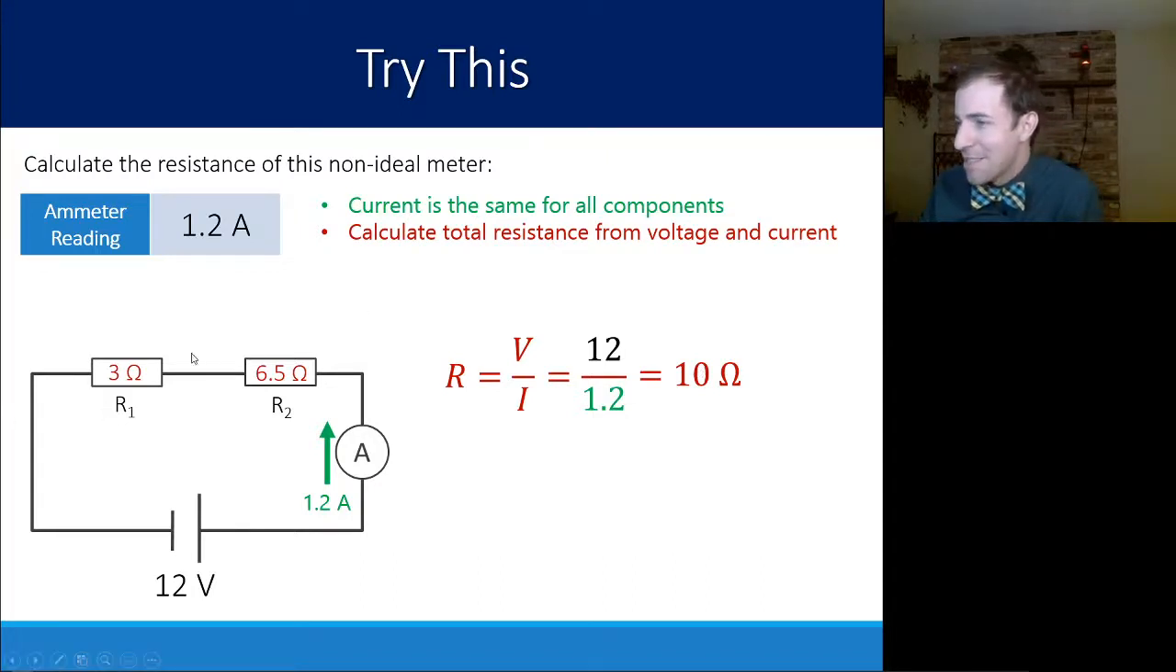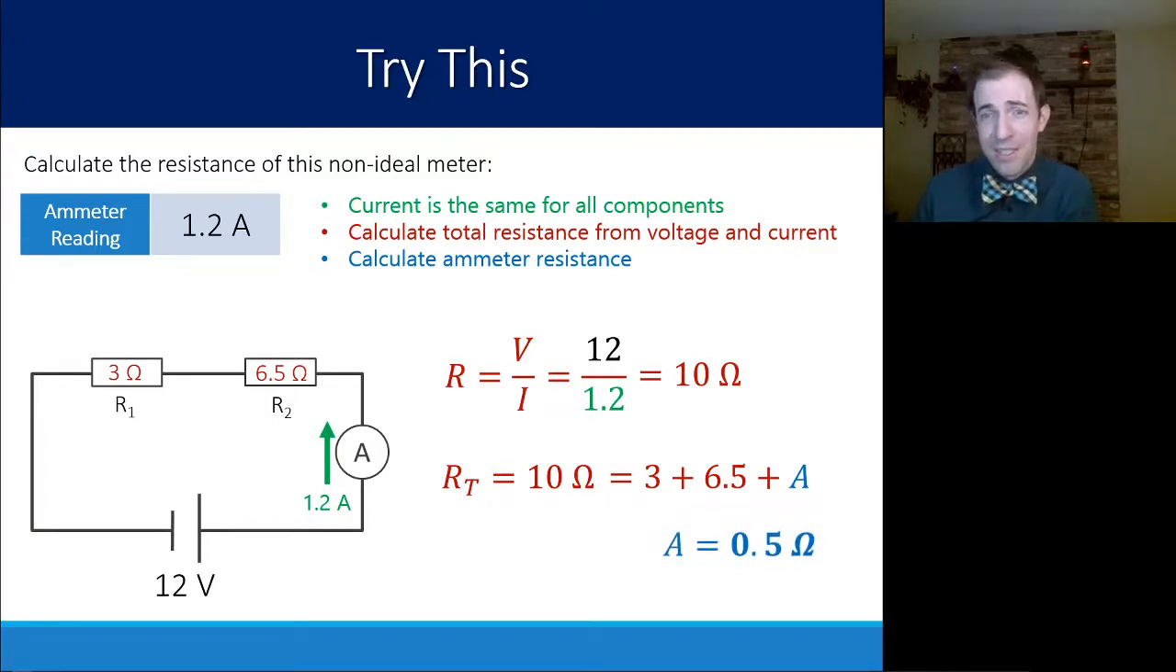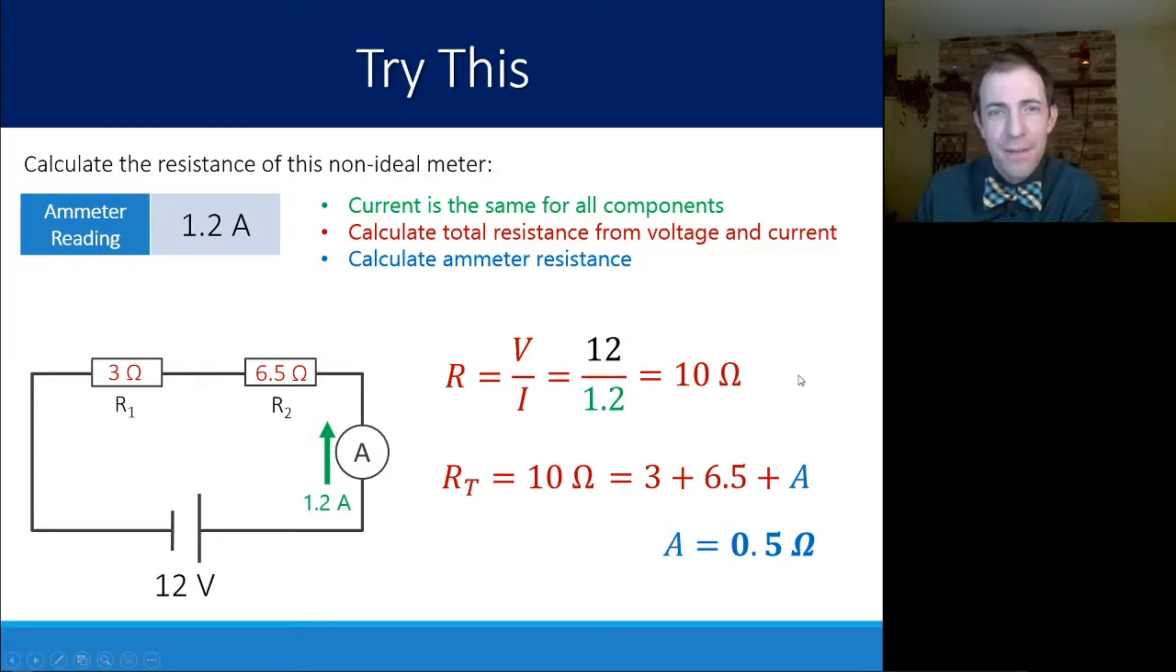Well, I have resistances here for R1 and R2, so if the total is 10 ohms, I can figure out what that ammeter has to be so that all of these add up to 10, because I notice that this 3 ohm and this 6.5 don't add up to 10. There must be some resistance left here for this ammeter. Adding those together, requiring to get to 10, means that that ammeter must be providing half an ohm of resistance. So 0.5 ohms of resistance there for our ammeter.